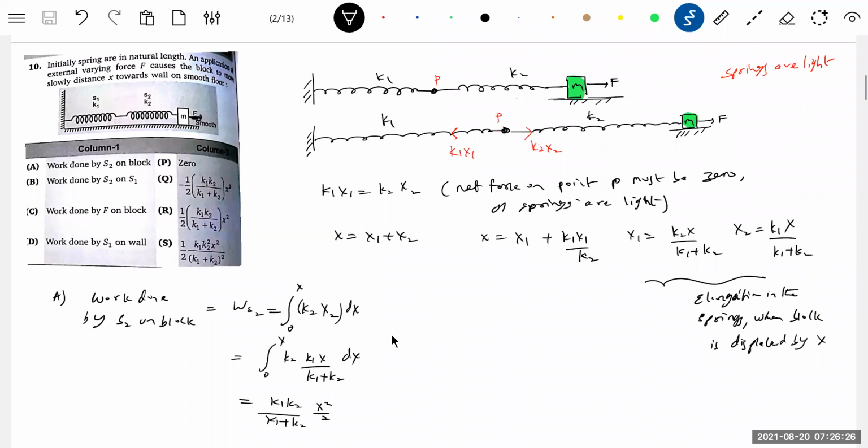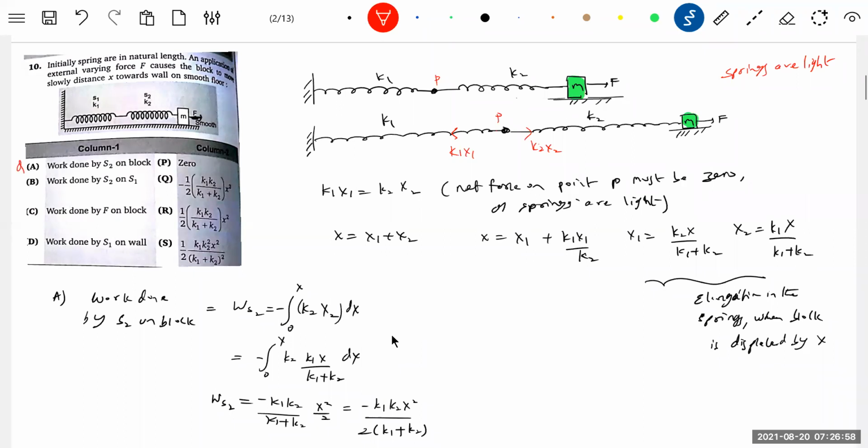Okay, this will be k1 k2 x square. Check if any option is there. It should be minus half k1 k2. Negative work, no? It does negative work. Any option is there? k1 k2 x square by 2 (k1 plus k2). Okay, A is equal to Q.